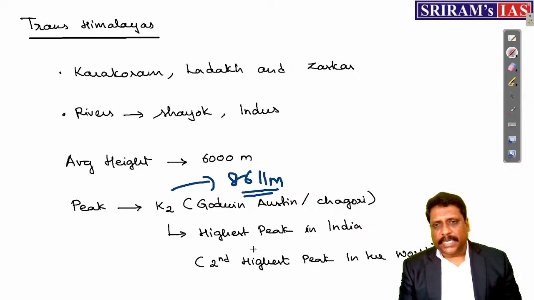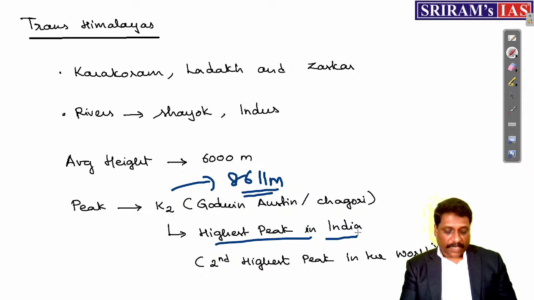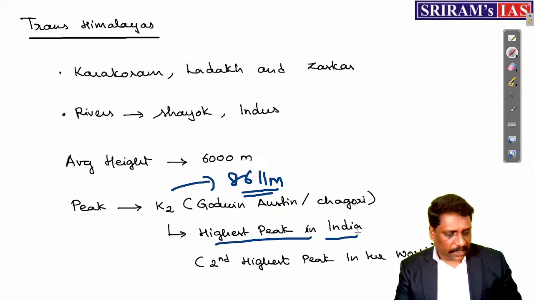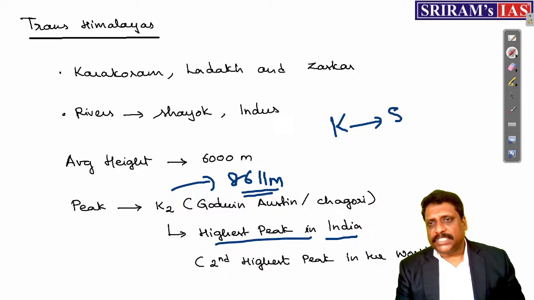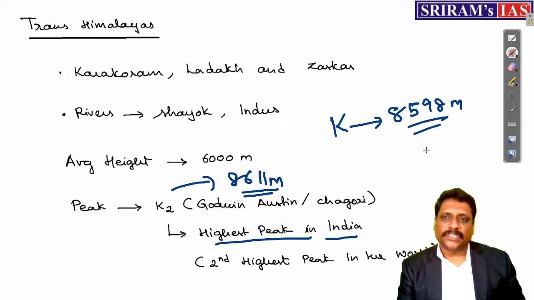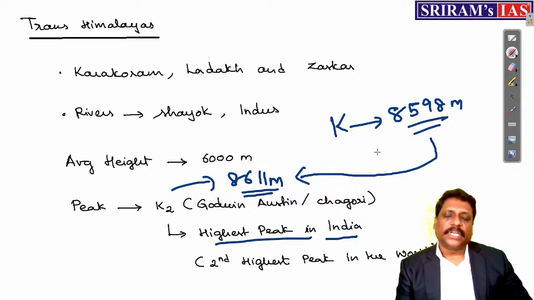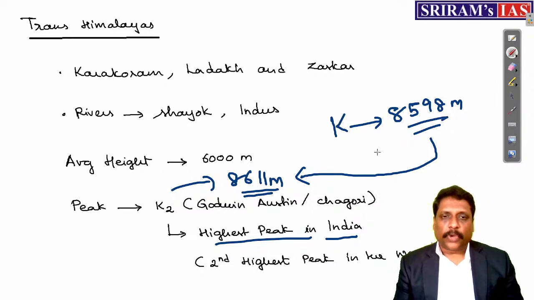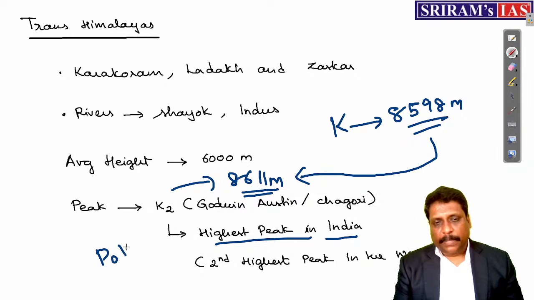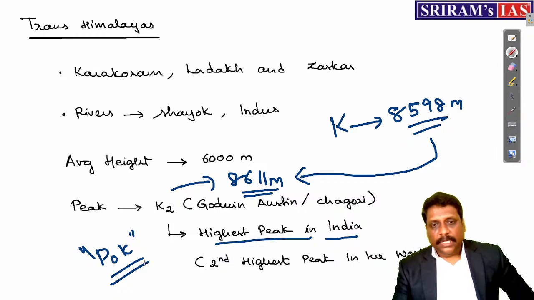When I say K2 is regarded as the highest peak in India, sometimes you have a confusion. Some of the other material I have studied says that Kanchenjunga is regarded as the highest peak. The height of Kanchenjunga is 8,598 meters, if I'm not wrong. Obviously, the height of K2 is taller than Kanchenjunga. But why exactly is there a confusion? Very simple. K2 is located in POK, Pakistan occupied Kashmir.